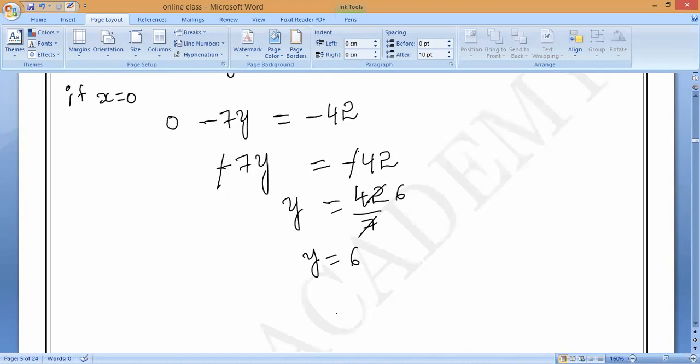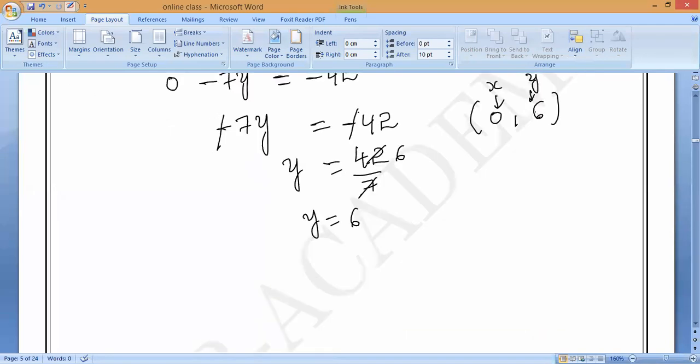What is the first point? x is equal to 0 and y is equal to 6. 0 and 6. This is the x coordinate and this is the y coordinate. x value 0, y value 6. Okay? If y equal to 0, what is the x value?